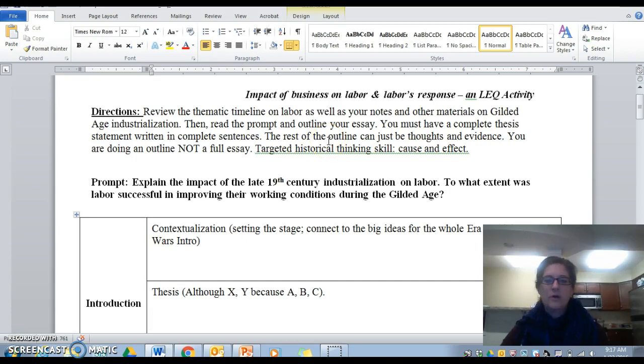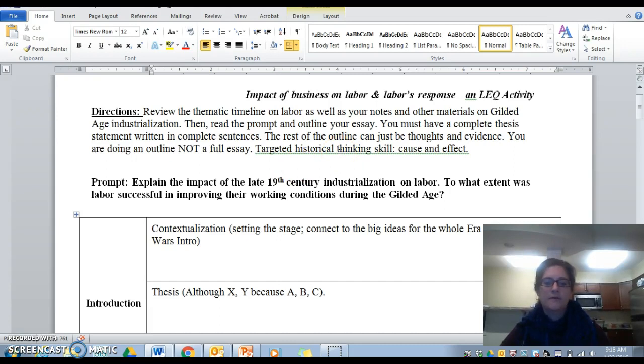Again, directions. You should review your notes. There's extra information at the bottom. You have to have a complete thesis statement. The rest of it can just be outlines and evidence. The historical thinking skill is cause and effect. So let's read the prompt. Explain the impact of the late 19th century industrialization on labor. To what extent was labor successful in improving their working conditions during the Gilded Age?